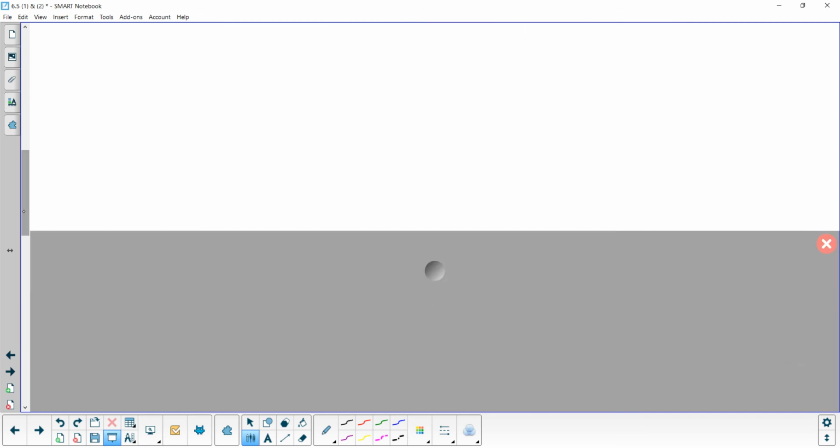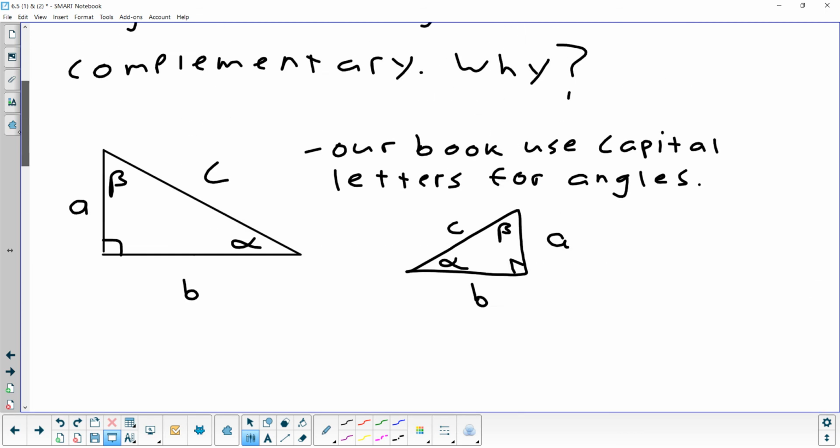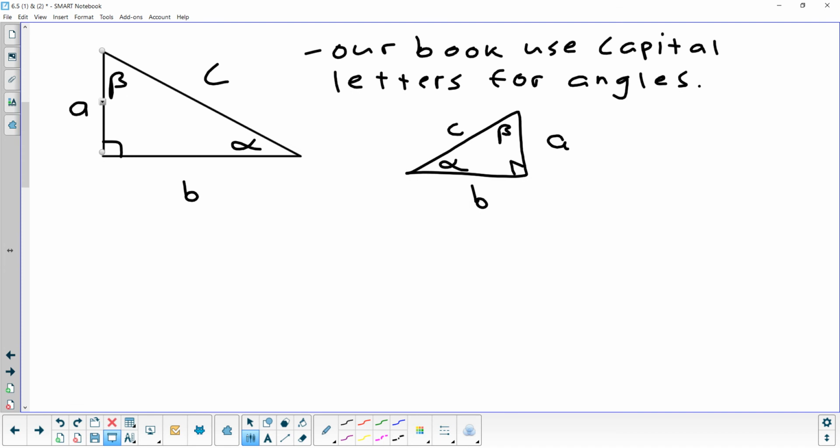All right, so let's take a look at this triangle, and let's find a couple things about it. Let's start with the sine of alpha. What would the sine of alpha be in that triangle? Caleb? B over C. That would be the cosine. Oh, A over C. Okay, so we got A over C.